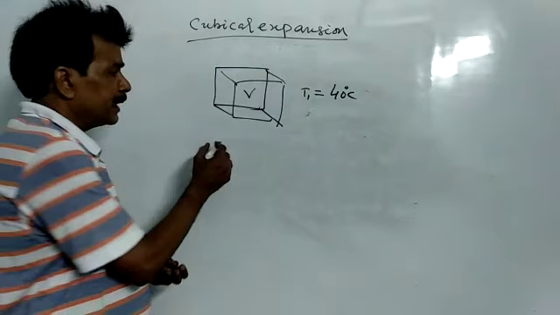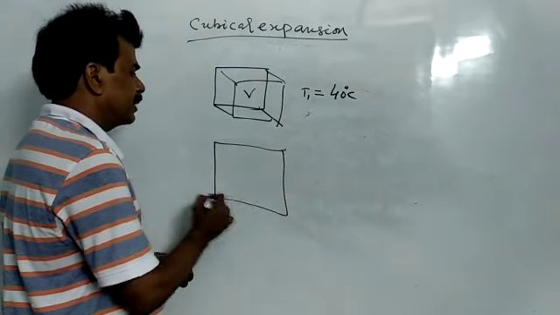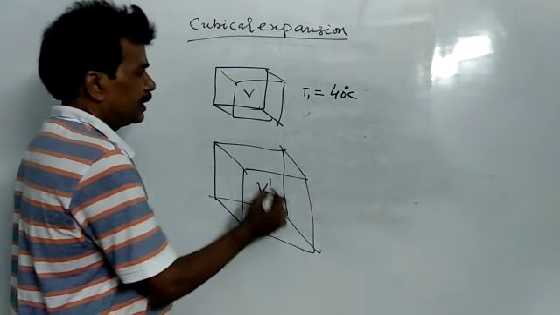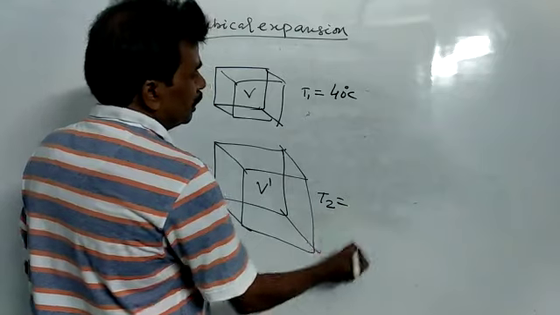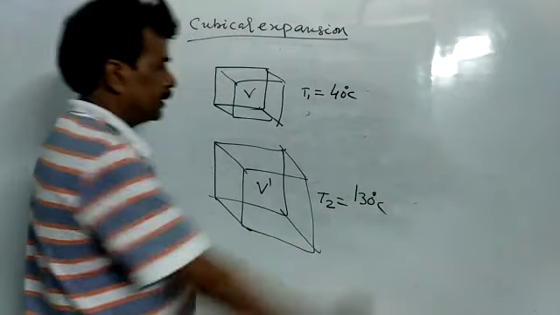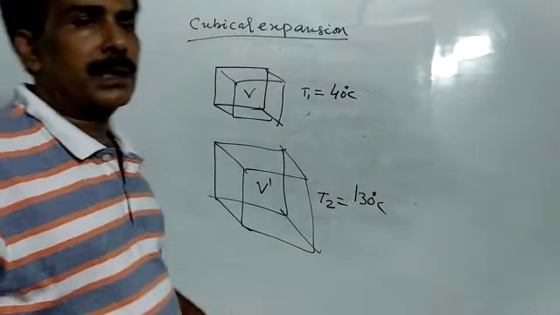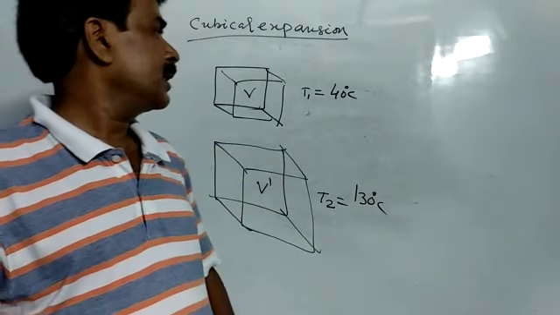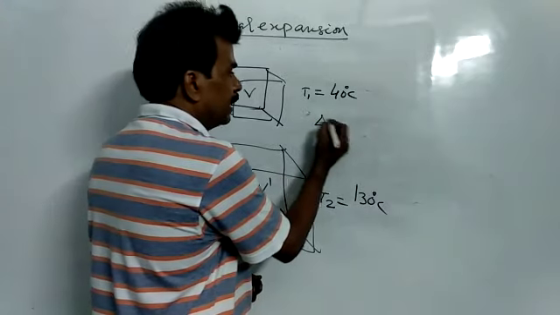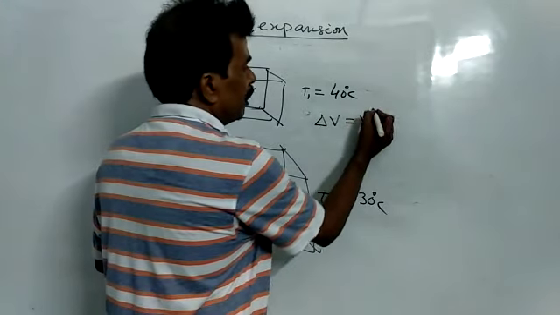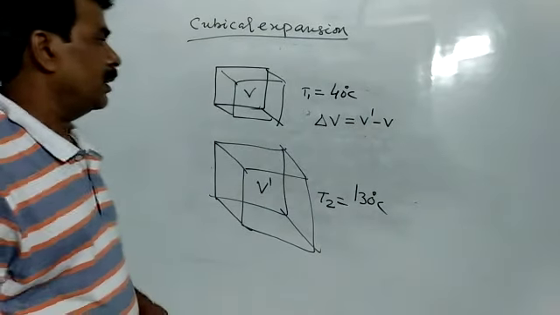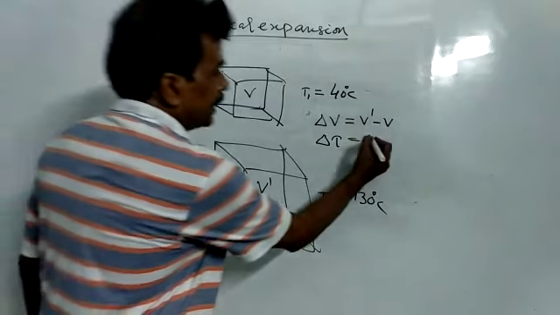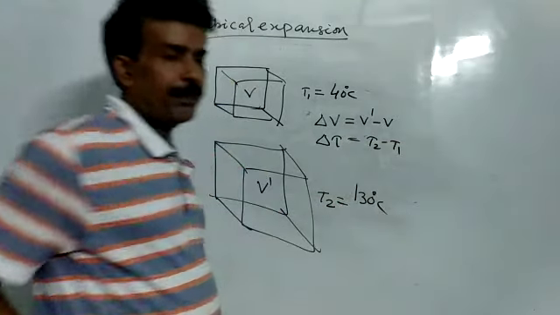And if you increase this temperature, what is happening? Its volume is increasing. Its volume is V dash, and the temperature T2, you take 130 degree centigrade. So here also we have found that when temperature increases, volume increases. So what is delta V? That is the change in volume, equal to V dash minus V. And what is delta T? That is the change in temperature, T2 minus T1.